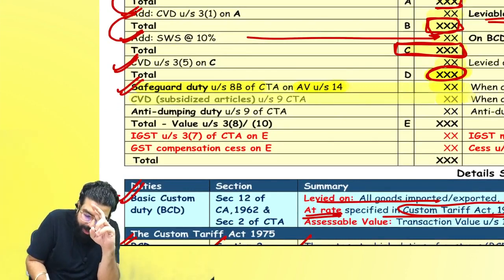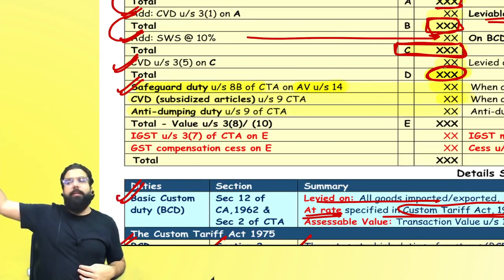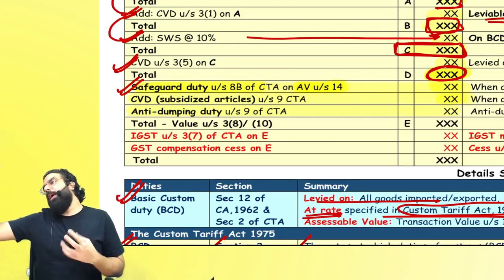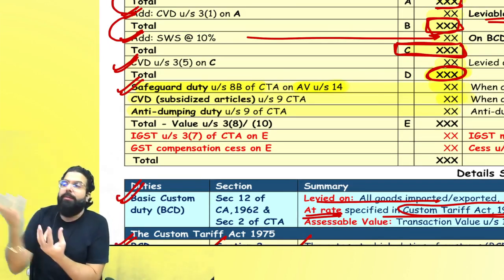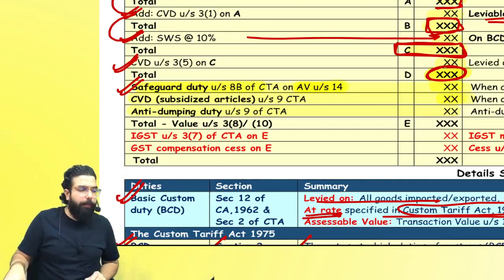CVD on subsidized article will be imposed. And now is the anti-dumping duty. Everyone always remember one thing. If one country, one person is going ahead and dumping the goods into India, whatever is the dumping he is doing or the injury, whichever is lower, that much amount of anti-dumping duty will be imposed. Let's go ahead and see anti-dumping duty.